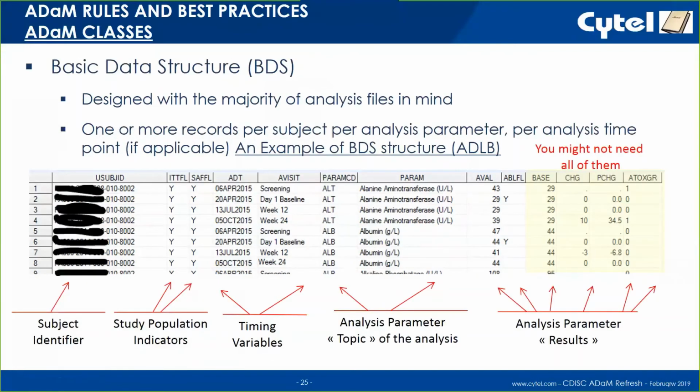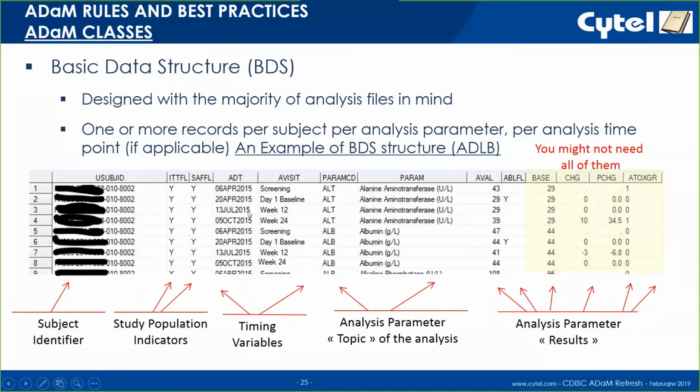The other structure is a very generalized structure that can be used in several situations, and it's usually one or more records per subject, per analysis parameter, per analysis time point, if your analysis has the analysis time point. Otherwise, the time point variables are not needed. This is an example of a laboratory ADaM dataset. You can see some identifiers, some variables coming from ADSL, the population indicator flags.